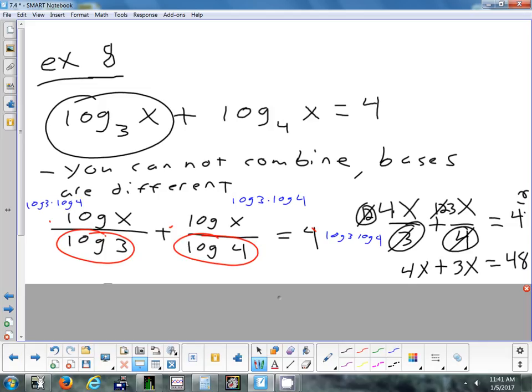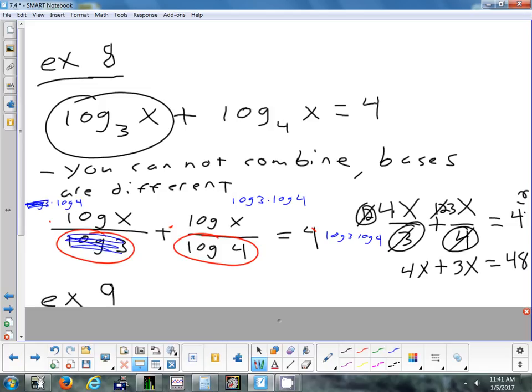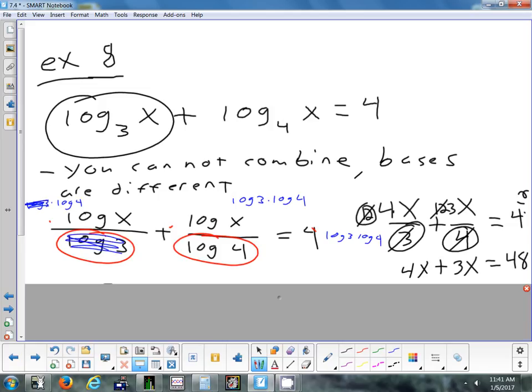What cancels out here? So I would be left with log 4 log x. What would cancel in the second one? Log 4. So I would be left with log 3 log x. And now on the other side, nothing cancels. You're just left with 4 log 3 log 4.